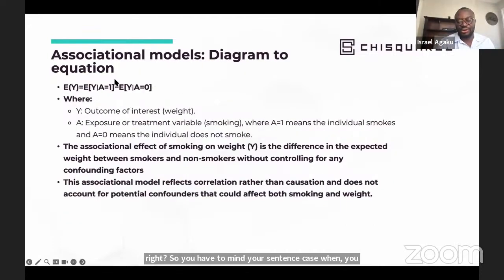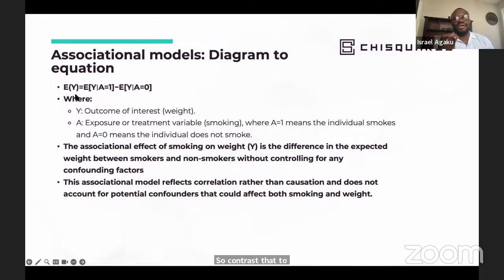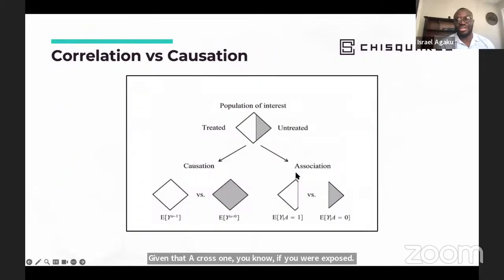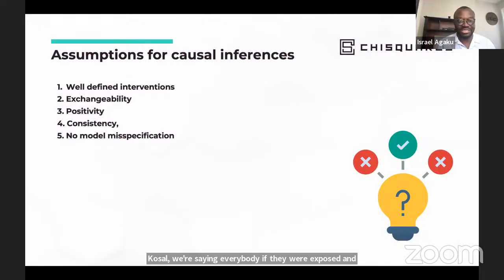So contrast that to associations. If we are saying the same thing in associations, we'll say the expected value of Y given that A equals 1, if you were exposed, minus the expected value of Y if you were not exposed. In this case, we're comparing just people who were exposed versus people who were not exposed. In causal, we're saying everybody if they were exposed and everybody if they were not exposed. Okay, let me set aside some of those complexities.